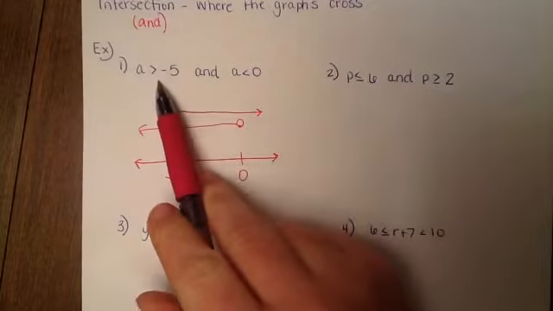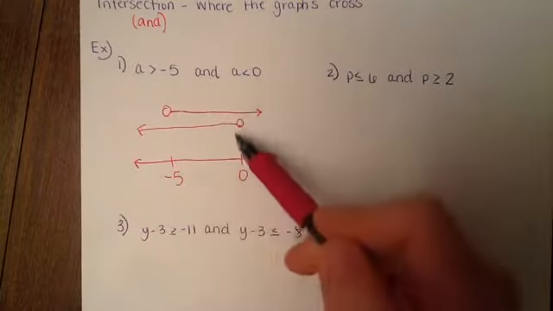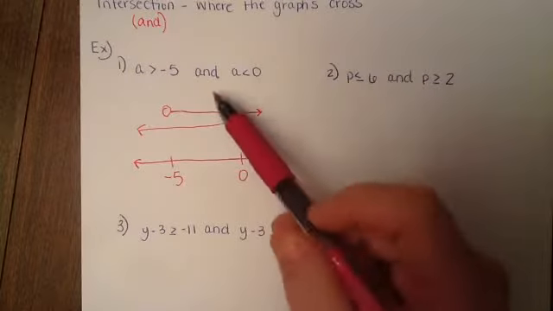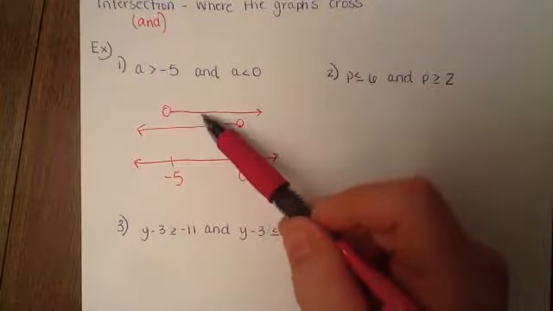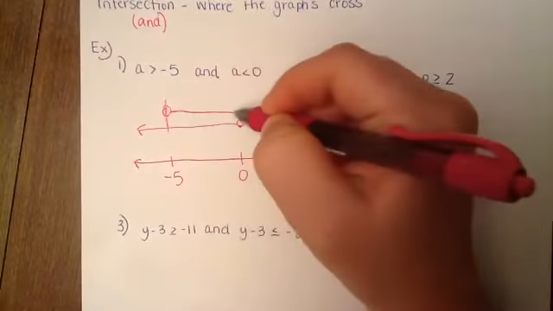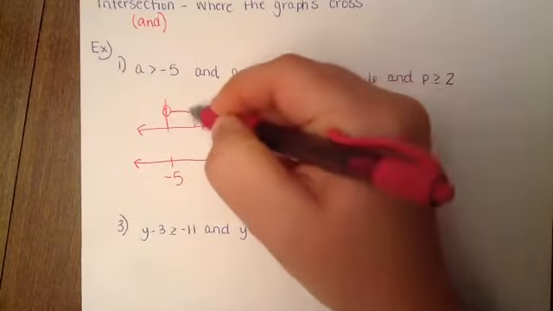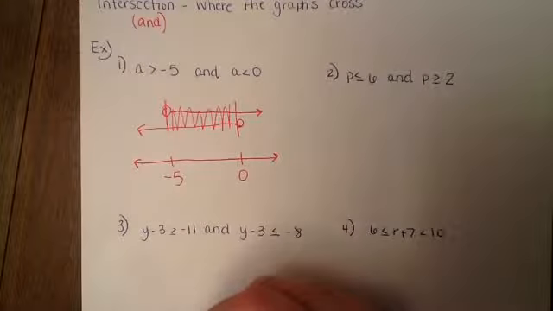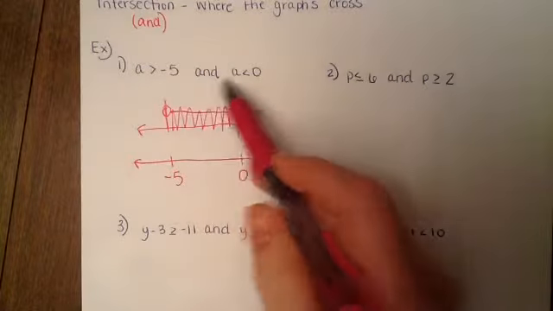It must meet this and this. So where on your graph are both pieces? A is greater than -5 and a is less than 0. Right here. This is the spot they overlap. I have to have both parts there because it is this one and this one.